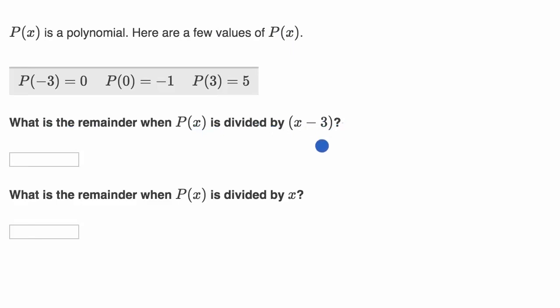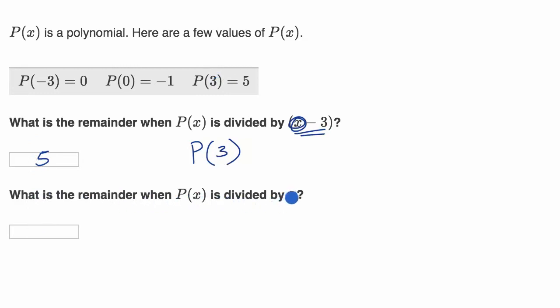Well, we've gone over this multiple times. The remainder when p of x is divided by x minus 3, that would be p of, not negative 3, p of positive 3. Whatever value of x makes this entire expression equal 0. So p of positive 3 is equal to 5. And similarly, what is the remainder? Actually, no, not so similar. This is interesting. What is the remainder when p of x is divided by x?